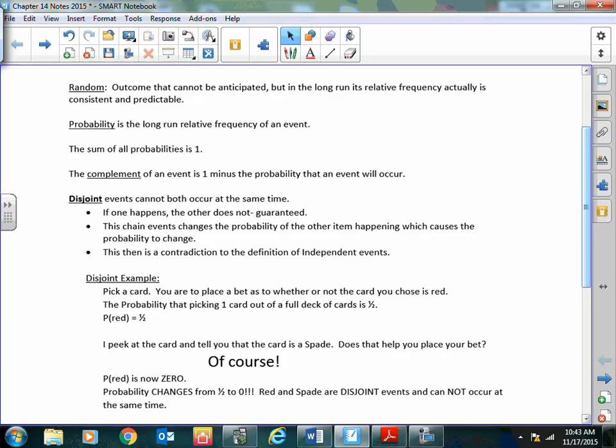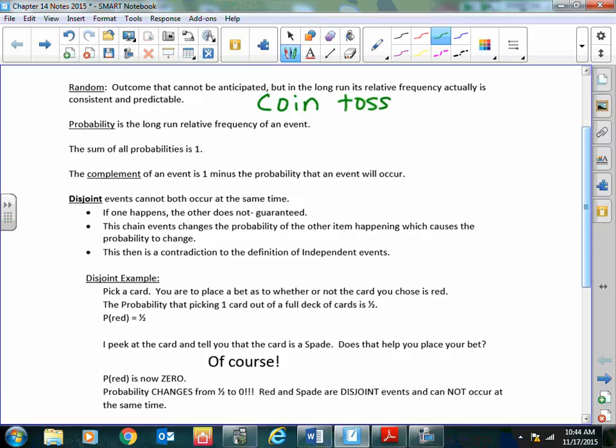Something is defined as random if the outcome cannot be anticipated. That first outcome cannot be anticipated, but in the long run, the relative frequency settles down to a consistent and predictable amount. For example, a coin toss. If I toss a coin, can you tell me what's going to happen on that toss? No. But in the long run, can you tell me the probability, or the percent of times, that it'll land on heads and tails? Yes.